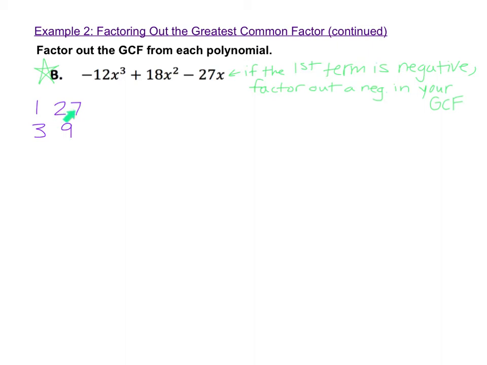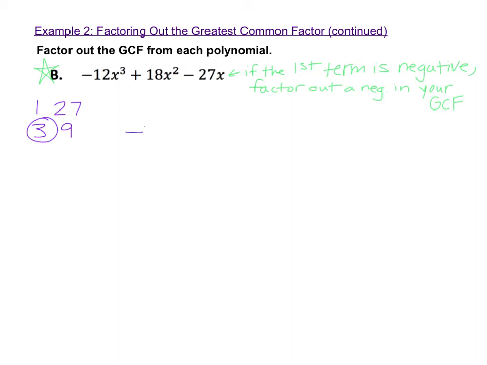Now, of the numbers, let's find the biggest number that's also a factor of 18 and 12. 27's not going to work. Neither is 9. 9 is a factor of 18, but 9 is not a factor of 12. So let's try the next biggest one, which is 3. Now, 3 goes into 12 4 times, and 3 goes into 18 6 times. So the greatest common factor of the numbers is 3. Remember that we're going to add a negative to that, because since the first term is negative, it's helpful if you factor out a negative.